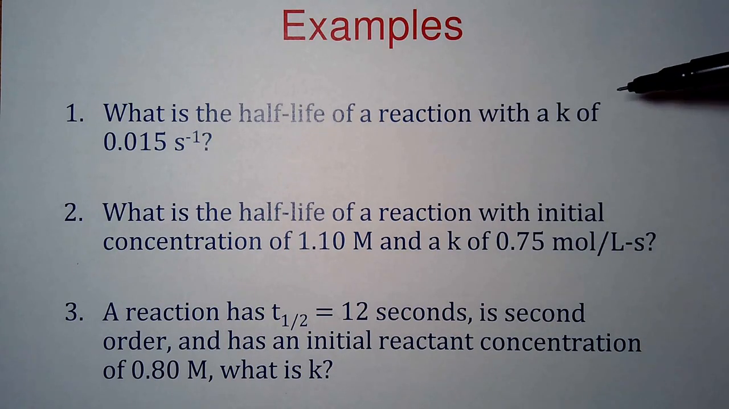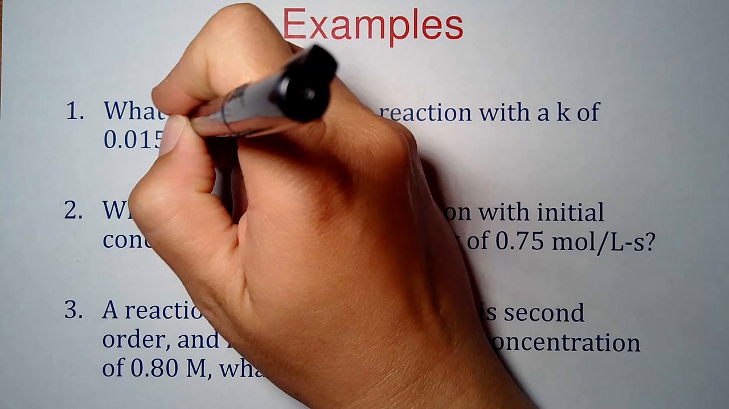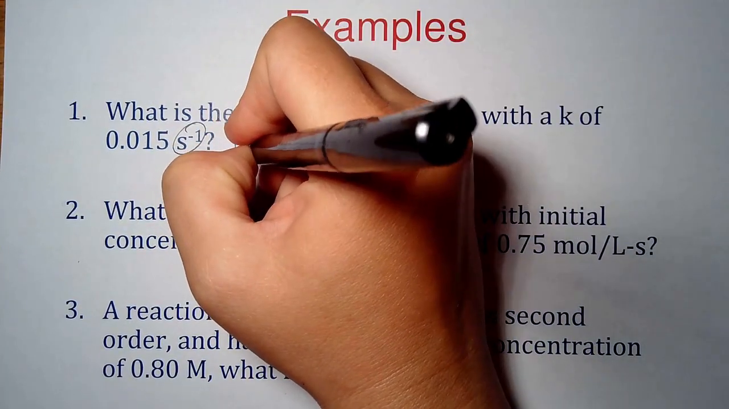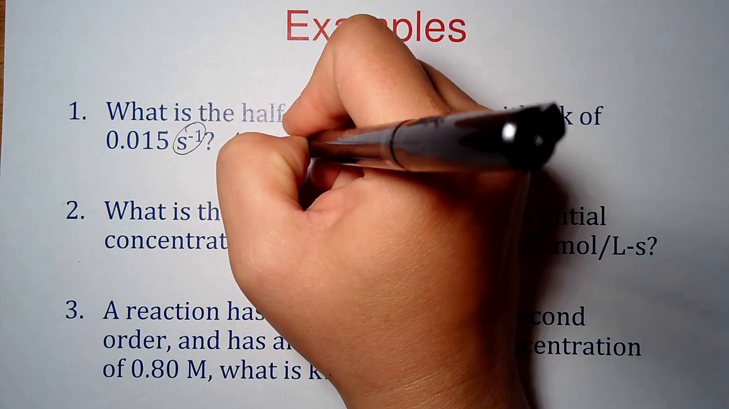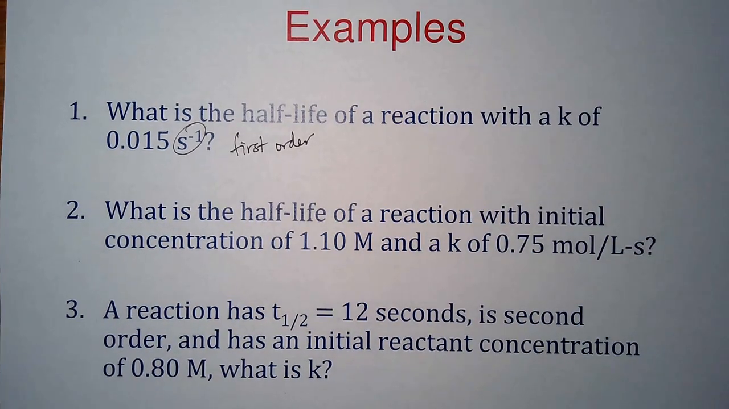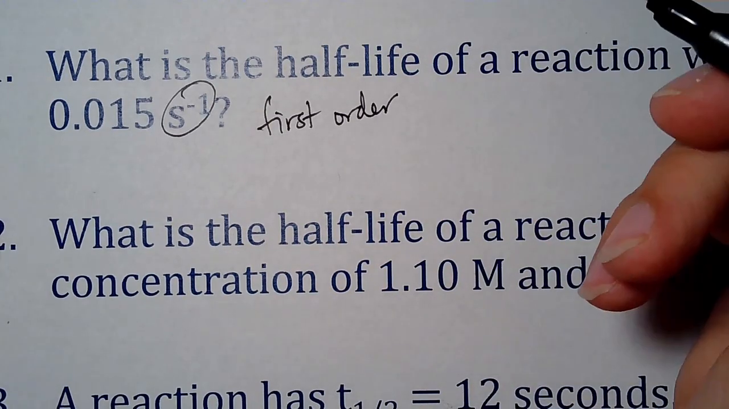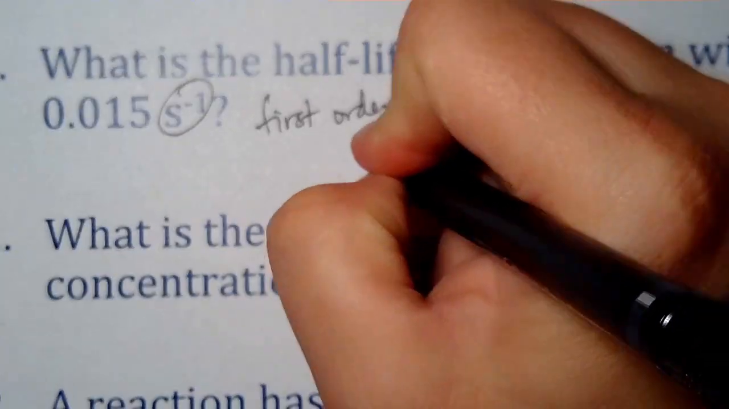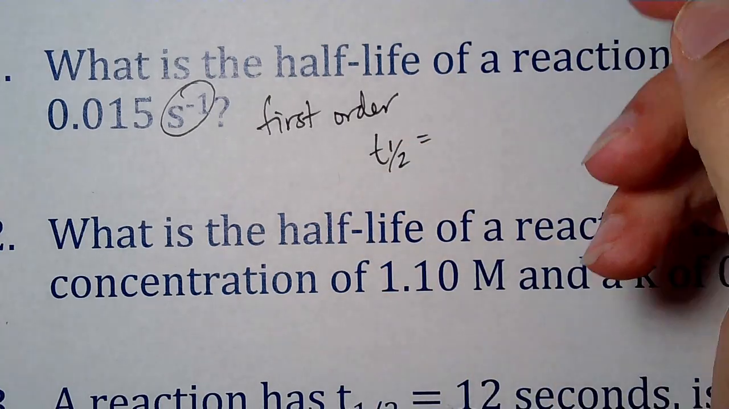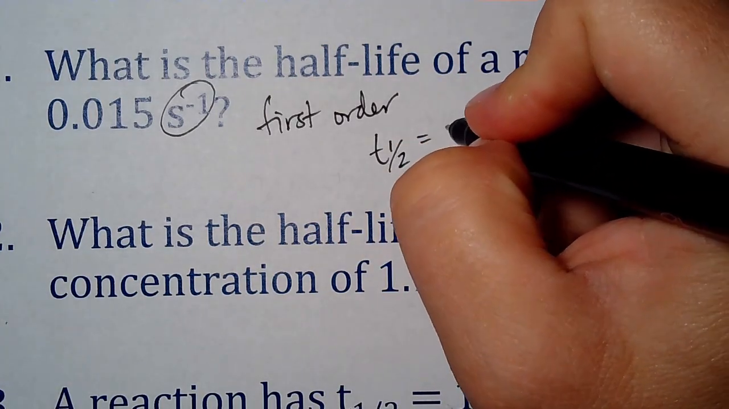What is the half-life of a reaction if K is 0.015 1 over S? So again, looking at the units of K to determine a reaction order. 1 over S means first order. Alright, so let's use the first order equation. So the half-life equation for first order, pretty simple: T of 1/2 is equal to ln of 2 over K.